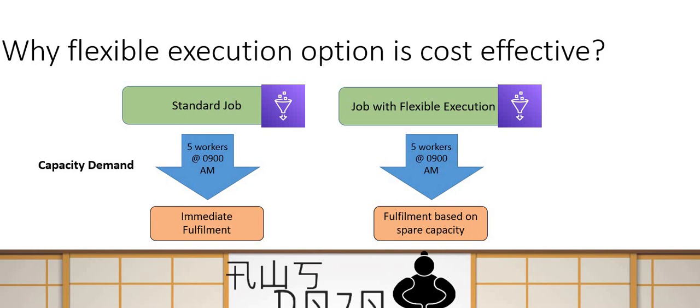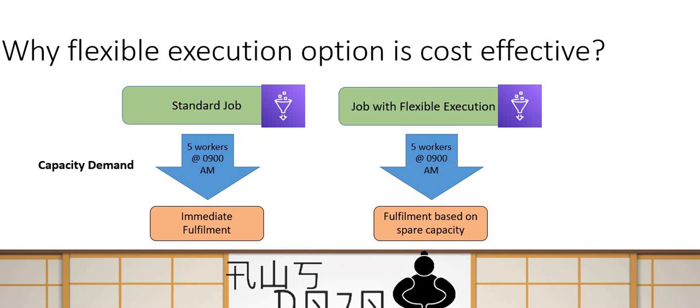So the price of the flexible job is less because it is fulfilled using spare capacity of Glue, and that's why the cost per DPU hour is low. But the downside is that your job might not start at the time you have scheduled, and your job can take longer than usual because not enough capacity was made available to the job.